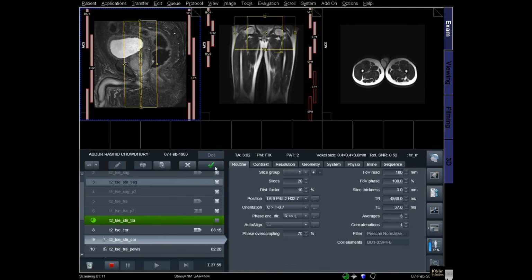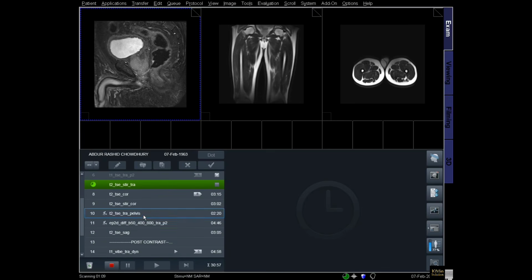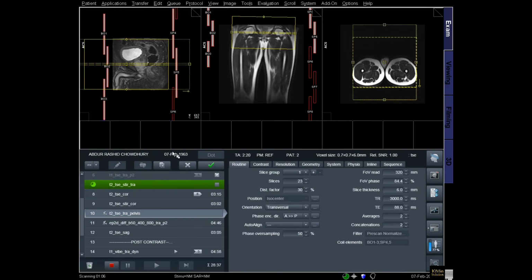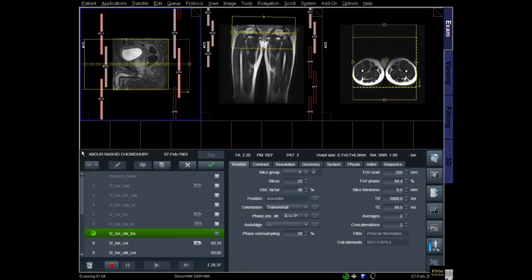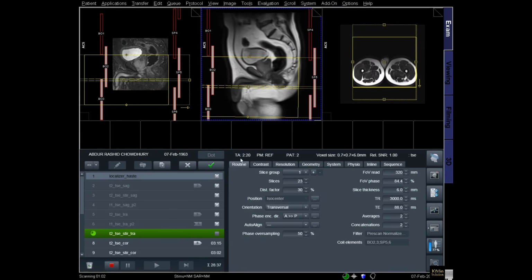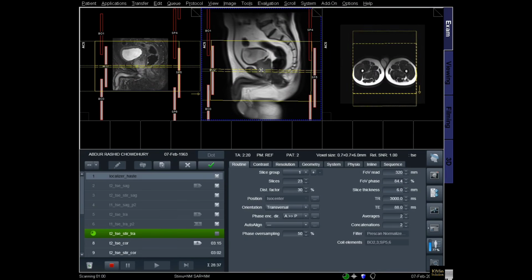Conclusion. MRI of the prostate plays a crucial role in the early detection, staging, and management of prostate diseases, especially prostate cancer. Accurate planning of imaging planes and proper use of multiparametric sequences ensure high-quality diagnostic images and improve clinical decision-making.